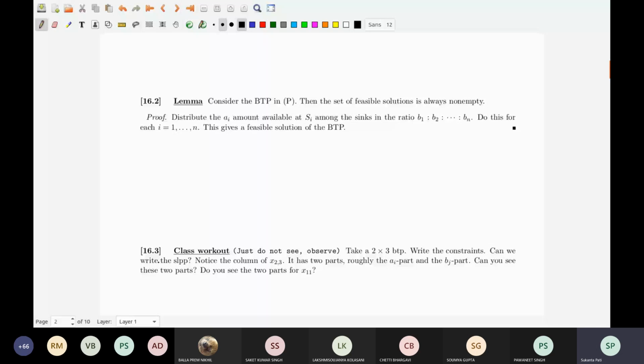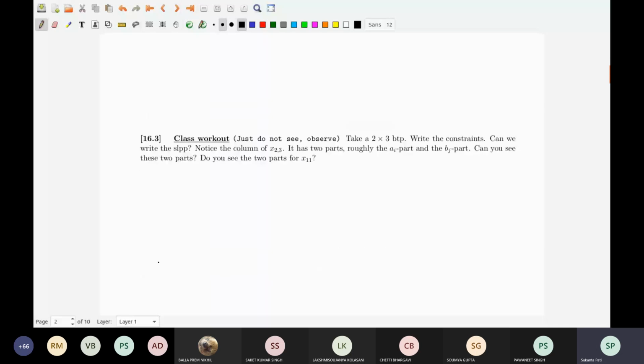So here is something that I want to do. Again I appeal that you do not just see, but try to observe what is happening. Your observations will help you. So let's see. I am taking a 2 by 3 BTP and writing the constraints, and I am interested in writing the SLPP. If you want to imagine the picture, you imagine it. This is A1, this is A2, and this is B1, B2, B3.